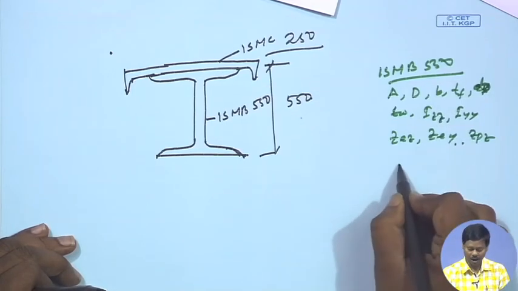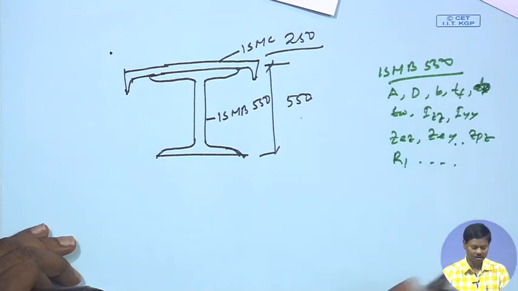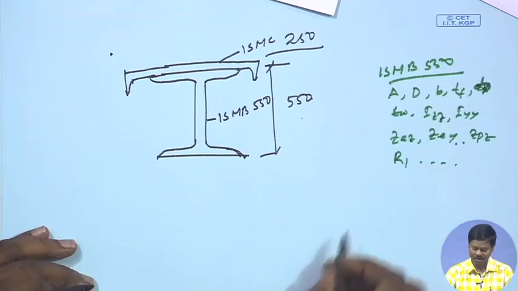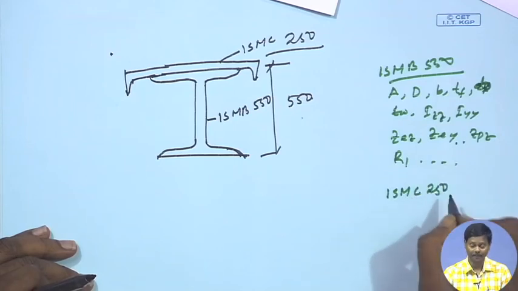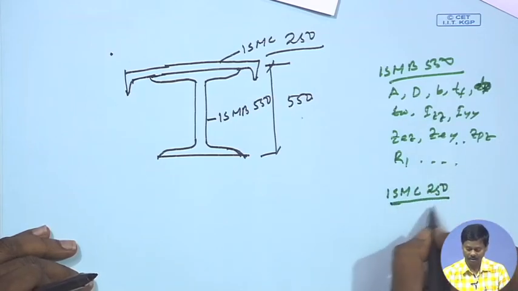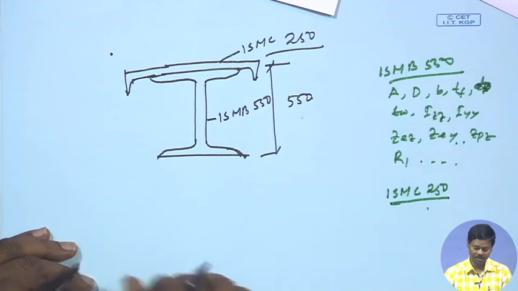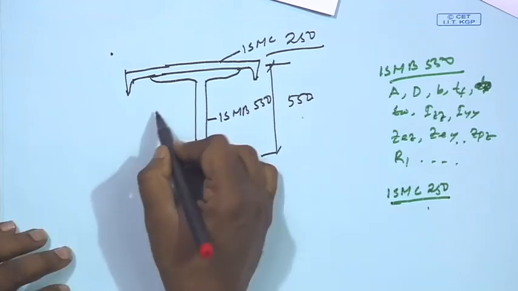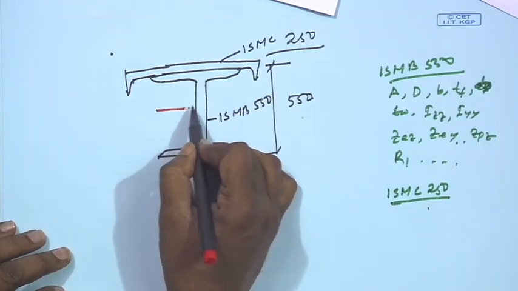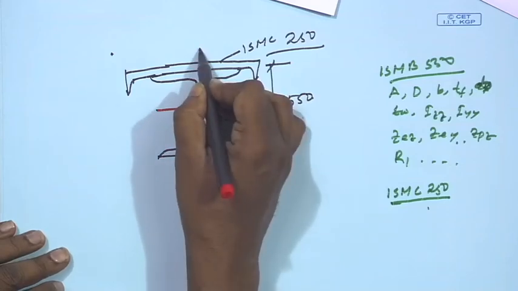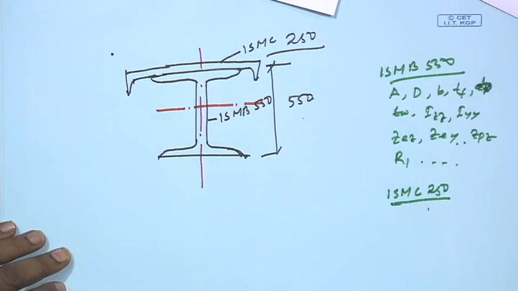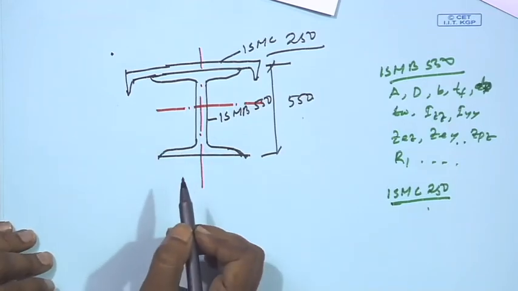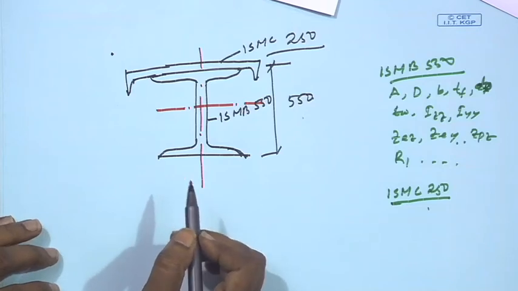So, R1, the root radius, all these things I can find out. Similarly, for ISMC 250 I can find out all the relevant properties. Now, once I find out all the relevant properties, I have to find out the combined sectional properties.